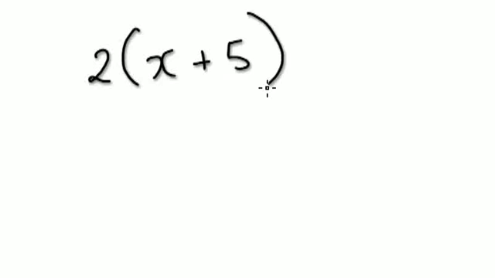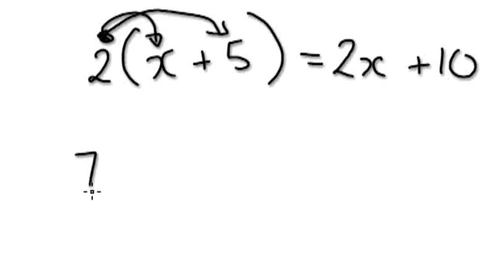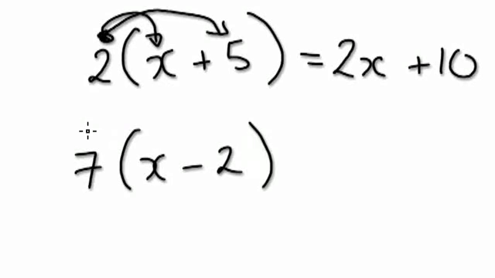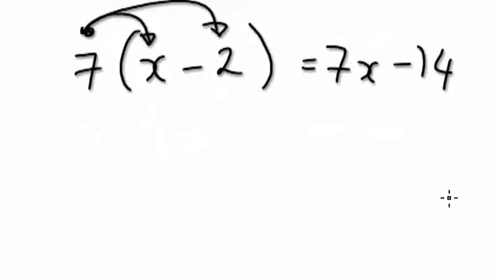2x plus 5. So basically this times this, which is 2x, and then this times this, which is plus 10. And if you have something like 7x minus 2, this times this, which is 7x, and then this times this, you've got a minus there, so it's minus 14. And the last one.